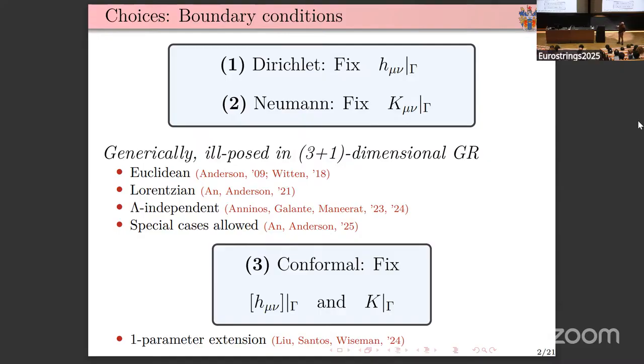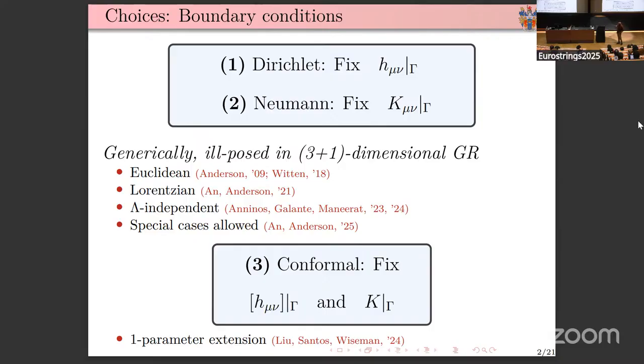But because of this, generically, these boundary conditions tend to be ill-posed. This led our colleagues in mathematical relativity to consider other types of boundary conditions. And one in particular is the conformal boundary conditions. And these are, you fix the conformal class of your metric induced at the boundary. So you fix your induced metric up to a conformal factor. And you also fix the trace of the extrinsic curvature. Okay. And these tend to be better behaved.